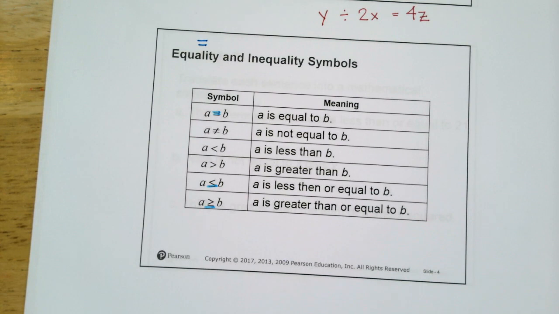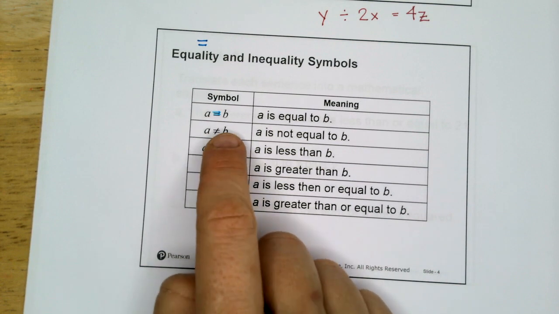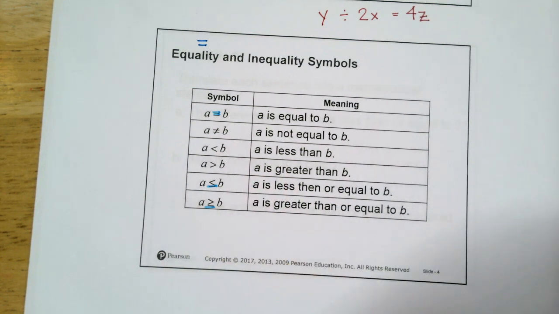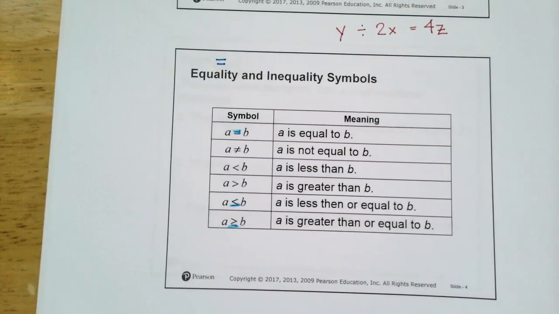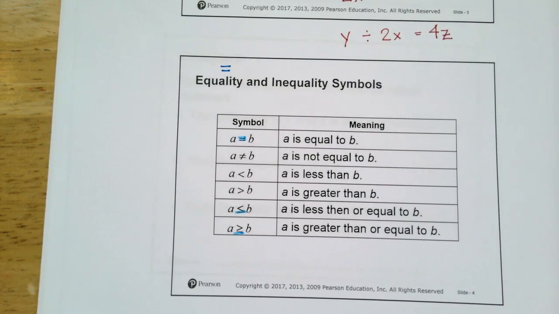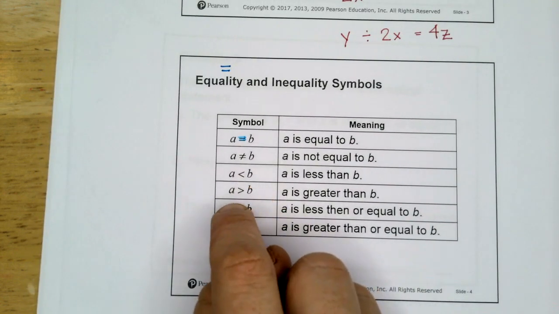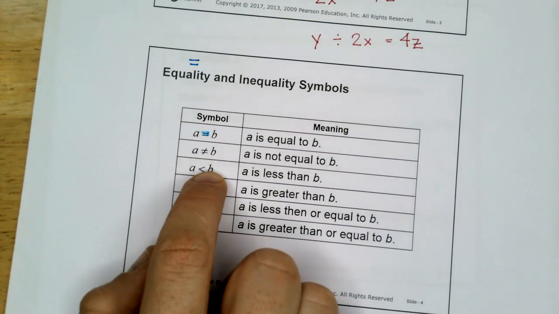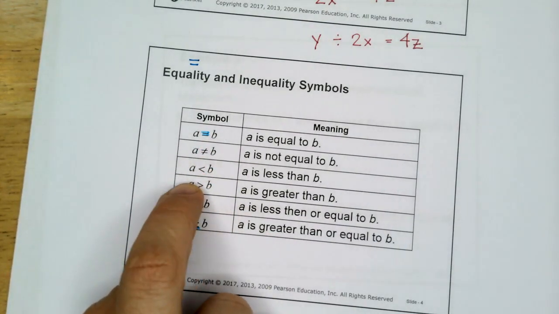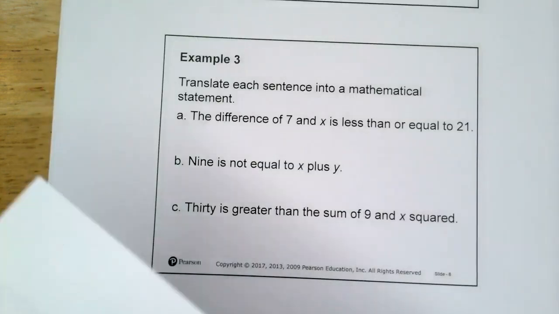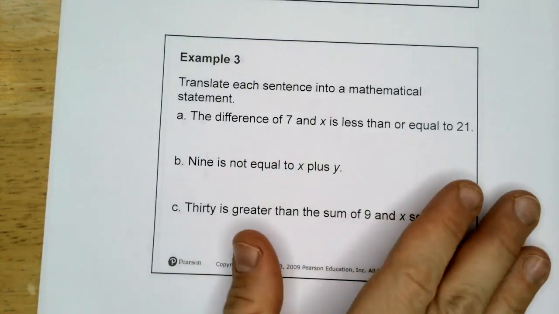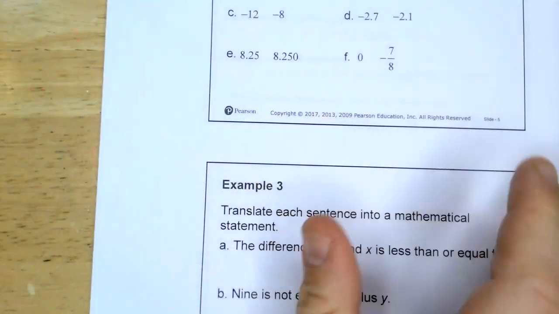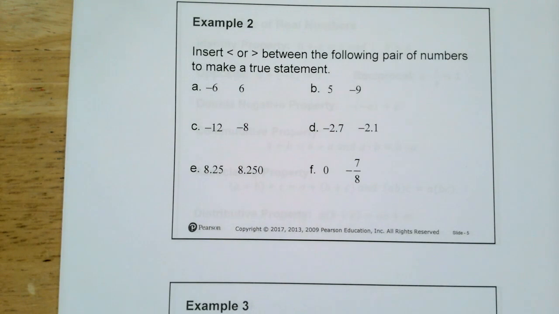The arrow is always pointing to the smaller number. You guys learn in elementary school, alligator, eat the bigger number. So it's like an open alligator mouth to the bigger number. But it is helpful just to memorize that that is the less than symbol, that is the greater than symbol. Now, they are asking us to insert the less than symbol or greater than symbol between pairs of numbers to make a true statement.